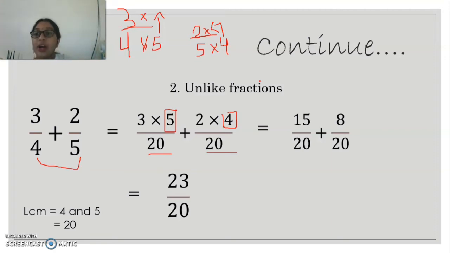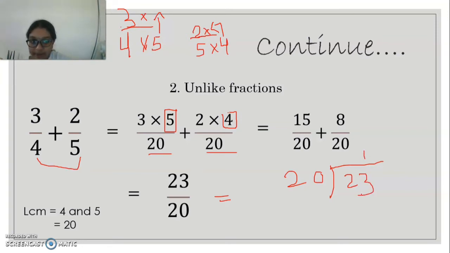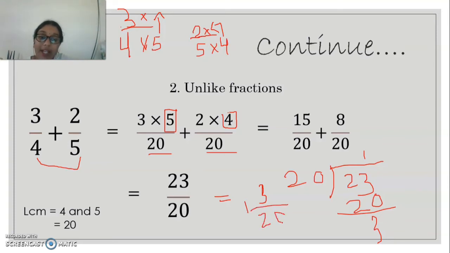As I have told you, again use the mixed fraction property. So the answer here will be, firstly, we're going to be dividing 23 by 20. 20 once is 20. So the remainder is 3. So, QRD formula: quotient, remainder, that is 3, and divisor, that is 20. So 1 and 3 by 20 is the answer.